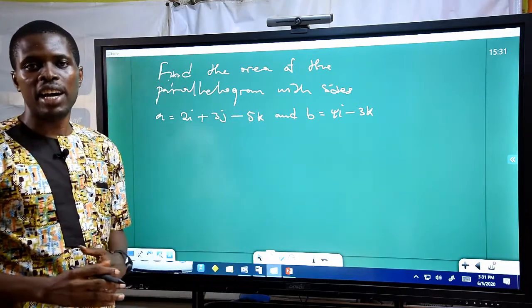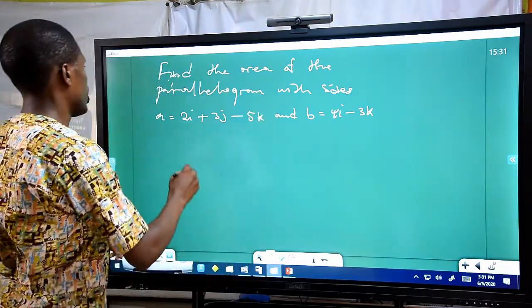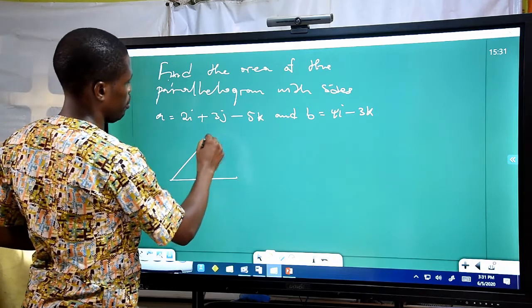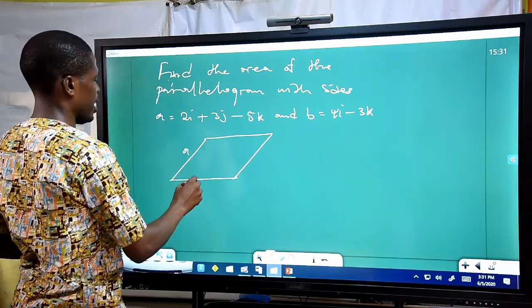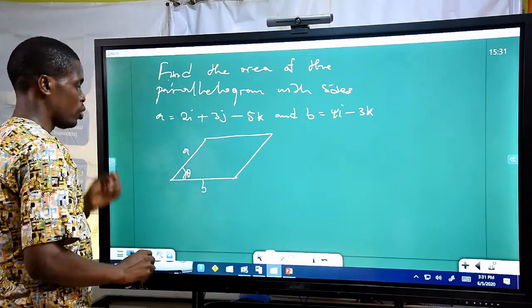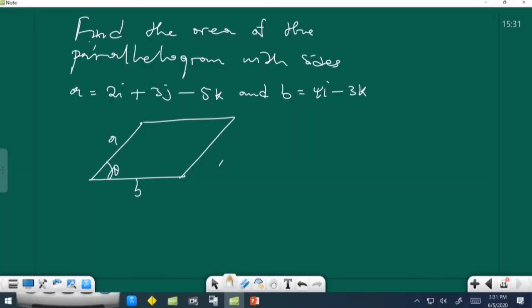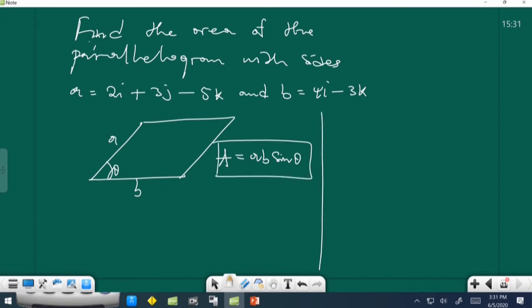So to find the area of the parallelogram with this, we consider the parallelogram to be of this shape. We have something of this nature, and this is your A and B, and this is the angle between them. So for us to find the area of this shape from your geometrical analysis, area is AB sine theta. So you see that we are applying the same concept. So if we want to do that, we solve this by saying A is given as this. So we find the area by using the vector product, which is the area of the shape.